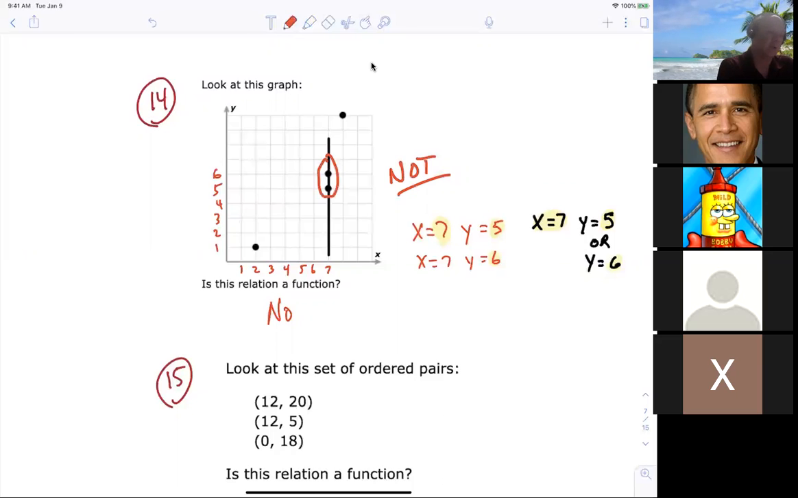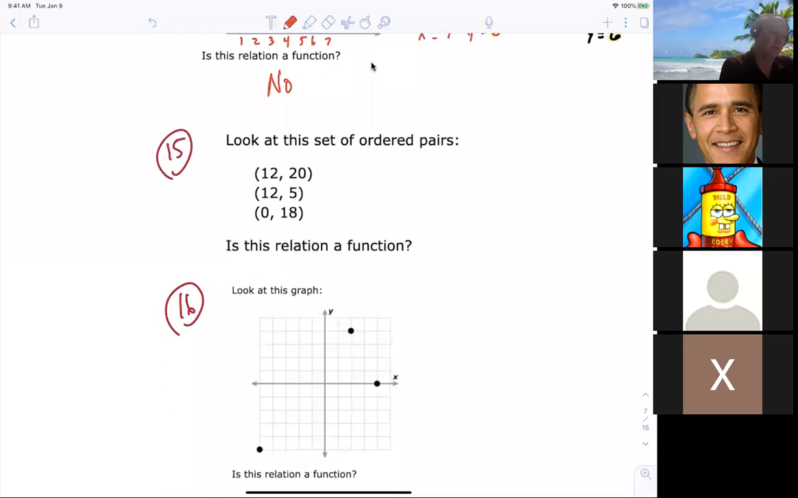All right, so everybody take a look at number 15. All you have to do is look at the x values. Are all of the x values different? And the answer is what? No. Therefore, it is not a function. Every x value has to be different in order for it to be a function.